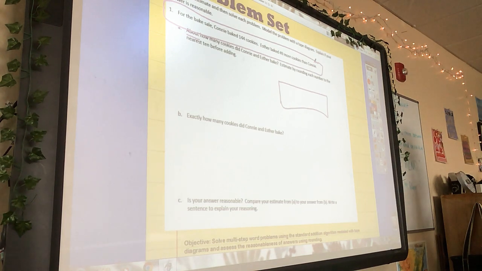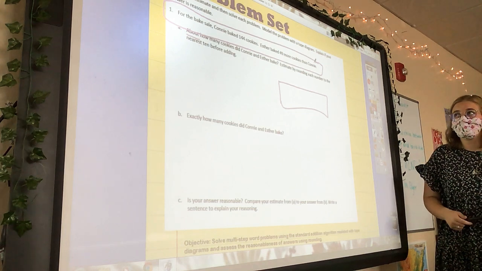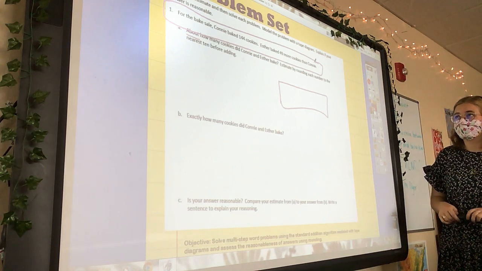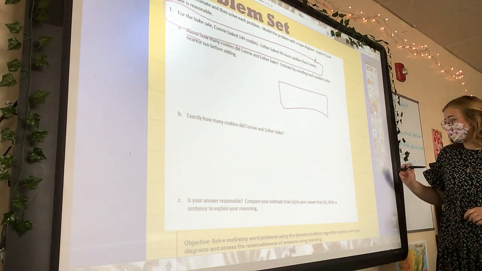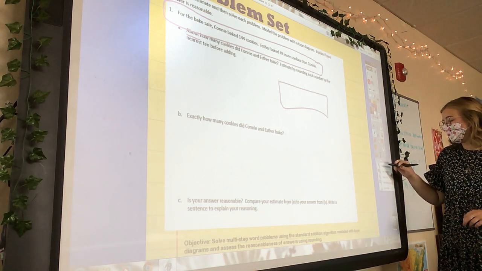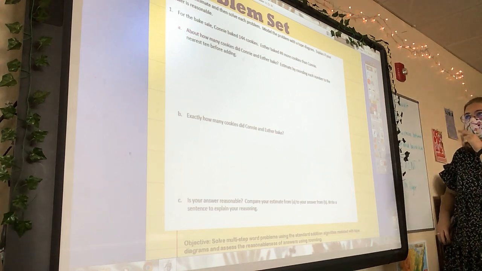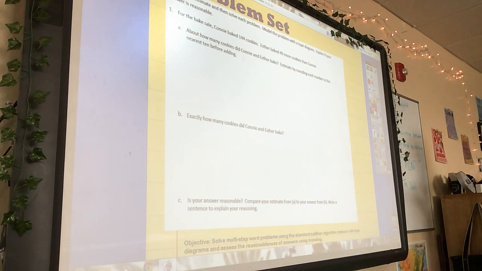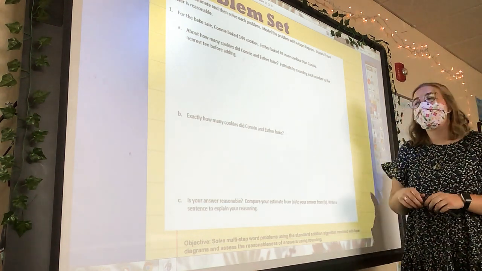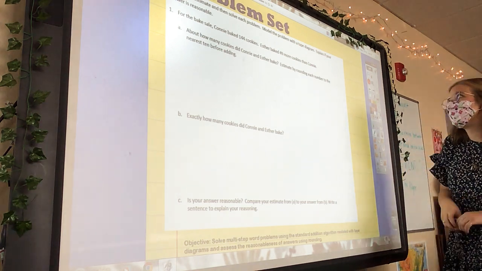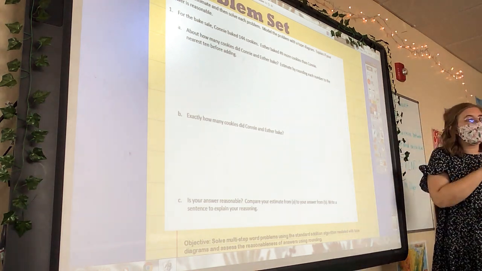For the bake sale, Connie baked 144 cookies. Esther baked 49 more cookies than Connie. Good. Pause. Just that part I circled. So, this is how many cookies the girls baked. And then 1A says, about how many cookies did Connie and Esther bake? Estimate by rounding each number to the nearest 10 before adding.